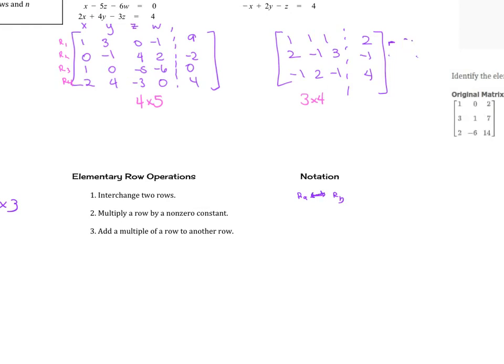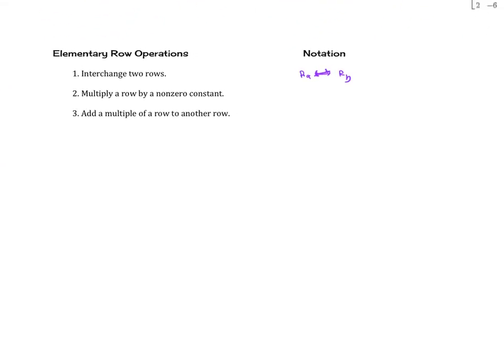Then if we're taking a look at multiplying a row by a non-zero constant, that's just going to be some constant times row A, and of course C is not 0. Then if we're adding a multiple of a row to another row, this is a constant times row A plus row B. We've kind of done that before when we did our equations. We did -3 times equation 1 plus equation 4. So similar to that, but we can write it in this form as well.